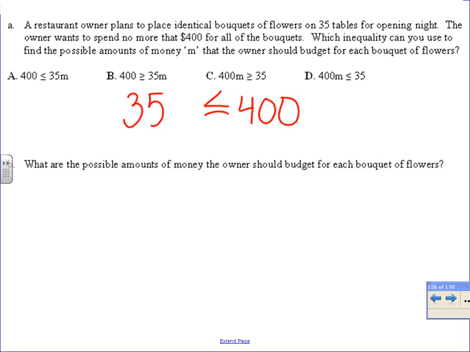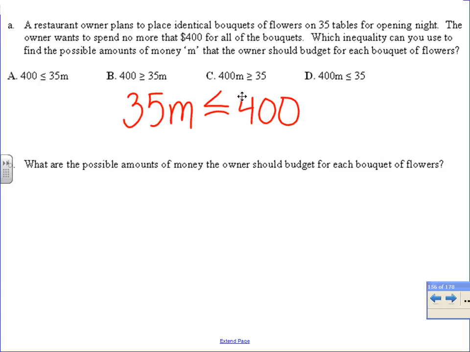Good, 35M. He's going to pay the same amount for all of them, okay? 35 times the amount of each one is less than or equal to 400 because he cannot spend any more than that. All right, we're going to take a vote. So I want you to look at A, B, C, and D. Think about which one you think it is, then we're going to take a vote.